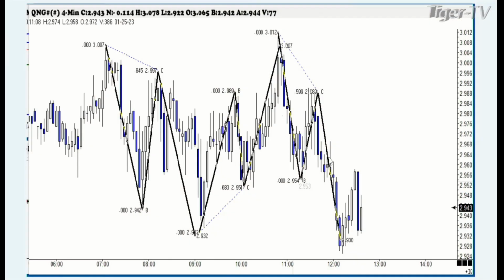Look at this. You had one beautiful ABCD, a second beautiful ABCD ending right at the high of the day, and then you make another ABC down at the low of the day. And what you've been doing now has just been going sideways since that time.